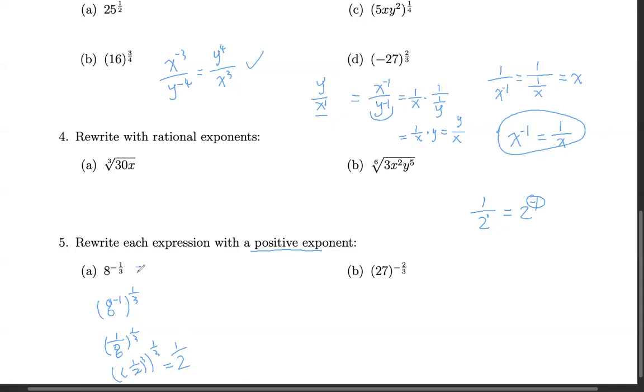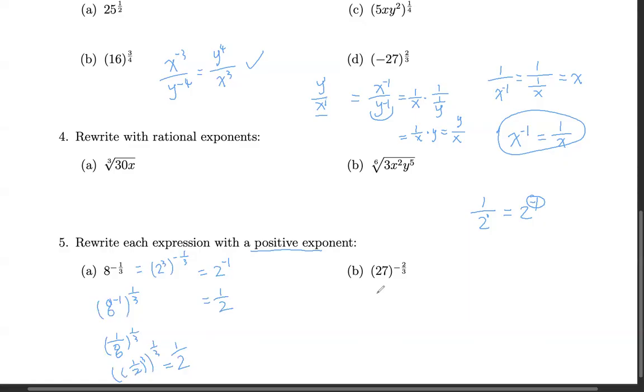Or we can do it this way. 8 is 2 raised by 3. Then we have this -1/3. We multiply 3 with the -1/3, and we have 2 raised by -1. Well, what is 2 raised by -1? That's half. Okay, either way.